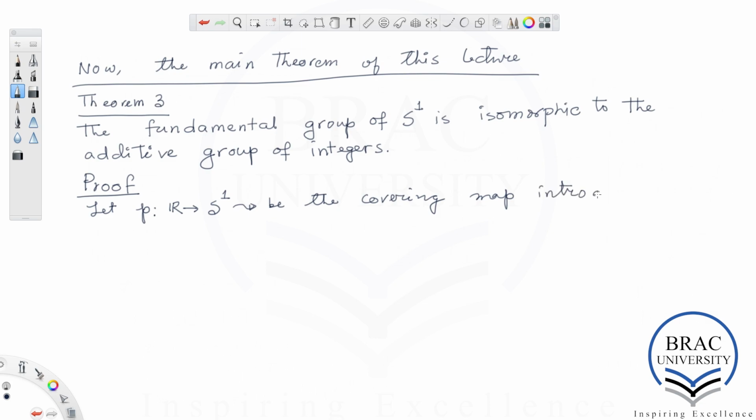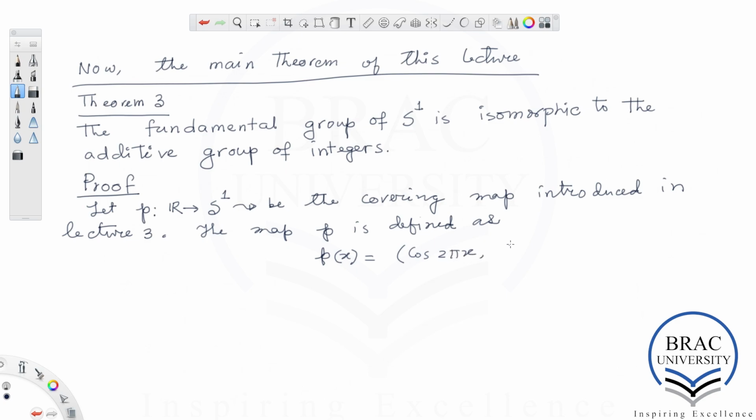Introduced in lecture 3. The map P is defined as P of x is equal to cosine 2 pi x, sine 2 pi x. This is how we define this covering map. In lecture 3, we have proved that it's indeed a covering map.